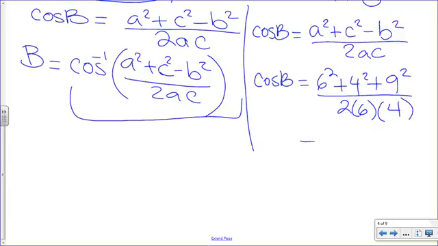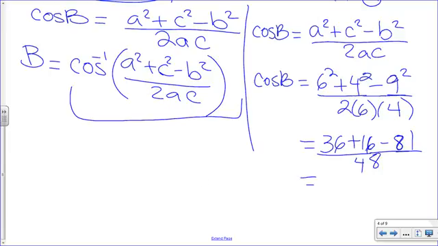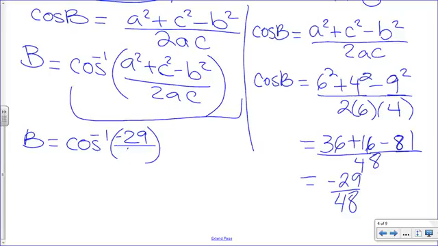Yes? All right, so we will get, we're squaring, so 36 plus 16 minus 81. You want to subtract it, because it's minus B squared. Oh, yes, it is minus. Thank you. And 2 times 6 is 12, times 4 is 48. Okay, and so we're going to get negative 29 divided by 48. And so B will equal the cosine inverse of negative 29 divided by 48. So can you guys do that on your calculators, please? And make sure you make that 29 negative.